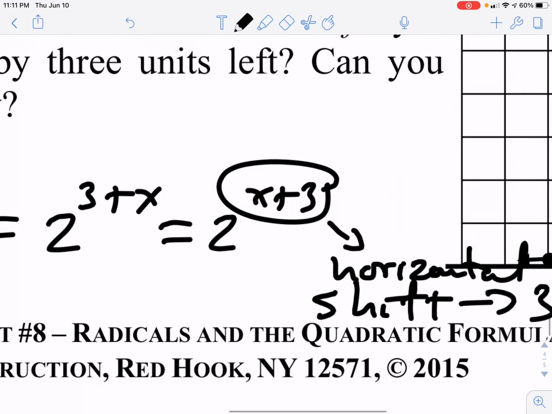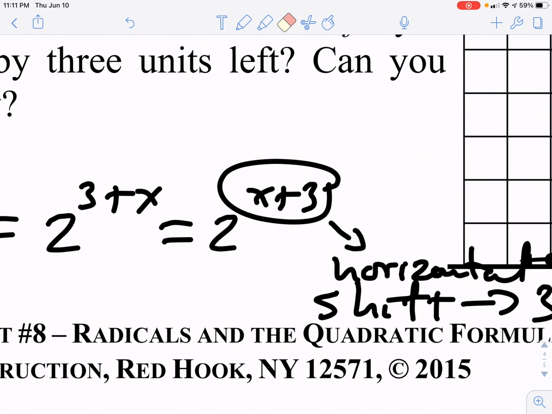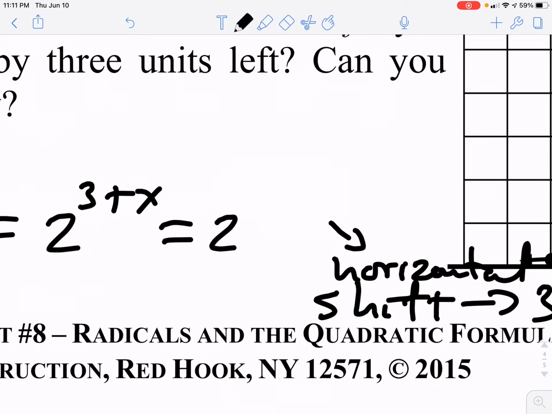Okay, why is it 3 units left? Well, if I were to rewrite this, x plus 3 is really x minus a negative 3. You're going 3 units in the negative direction, that's why. We just typically write it as x plus 3.